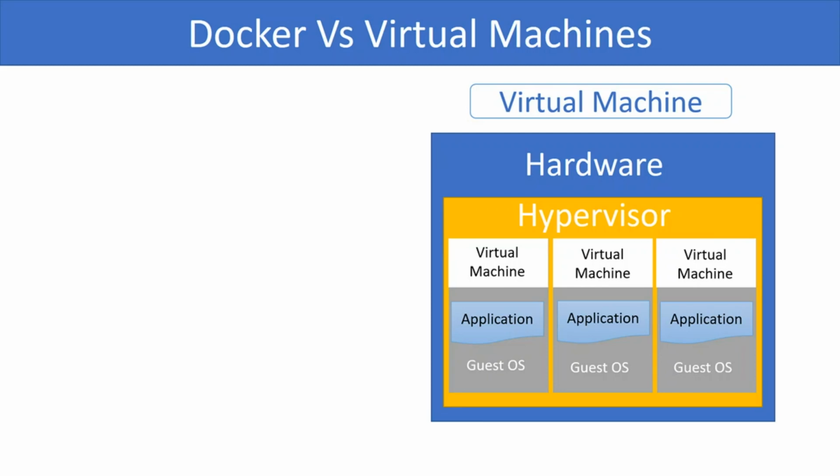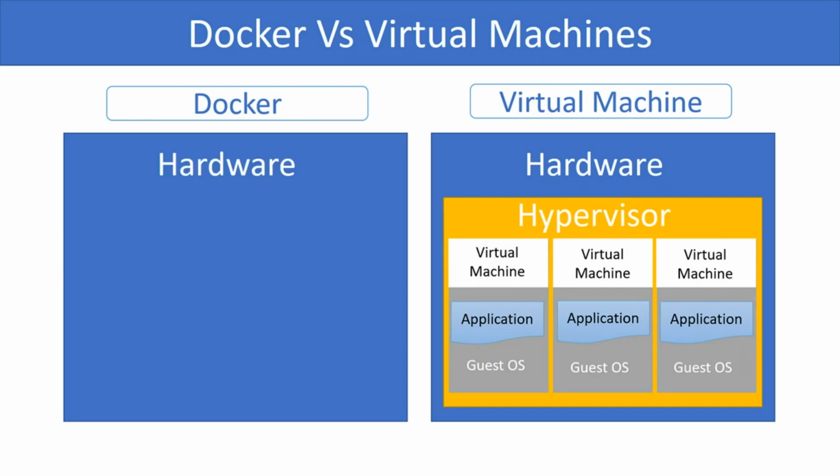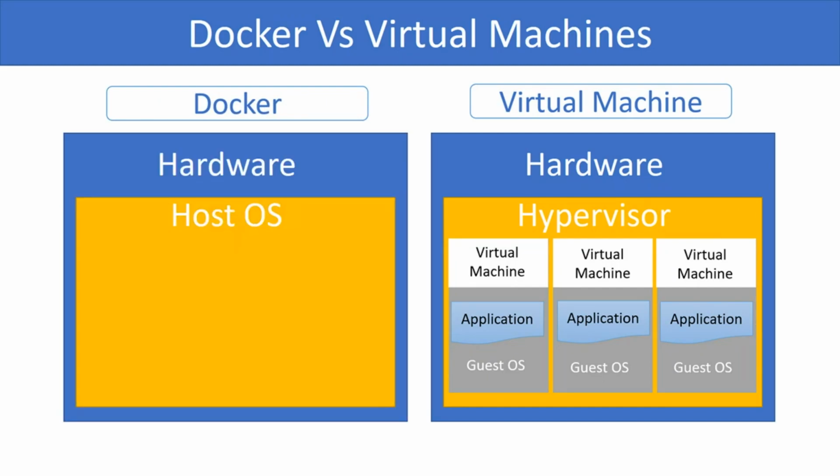Now let's see how containers look. The base layer is the host system or the hardware. On top of the hardware, we have the operating system. Docker supports most versions of Linux and also supports Windows Server. On top of the operating system, we install the Docker engine. The Docker engine is responsible for running the containers. Each container that is started uses the Docker engine for its kernel functions.